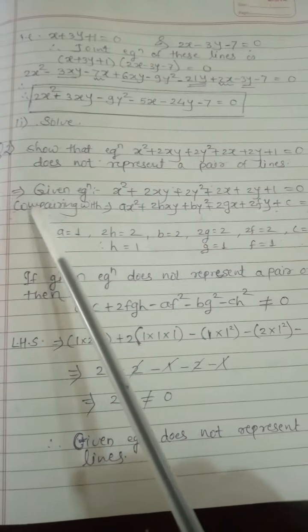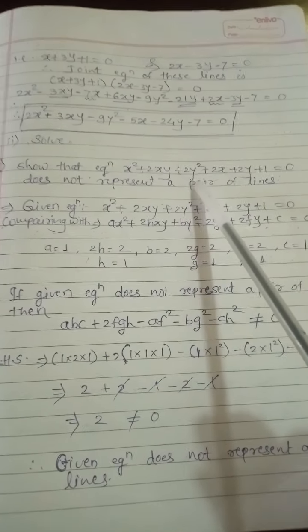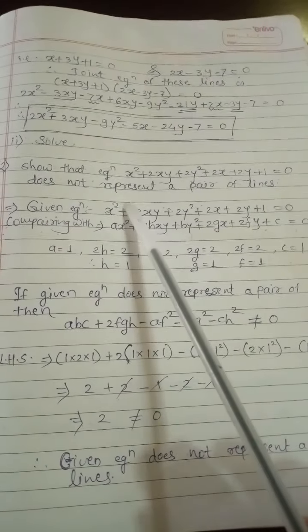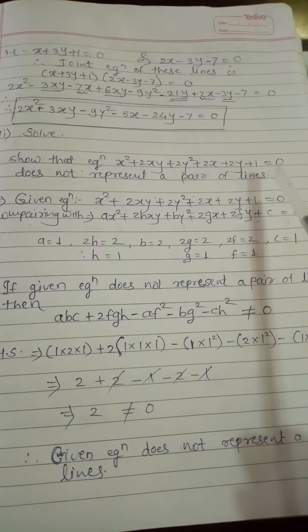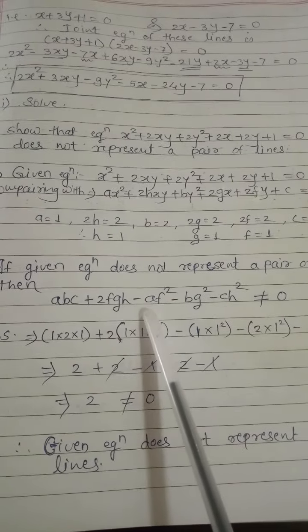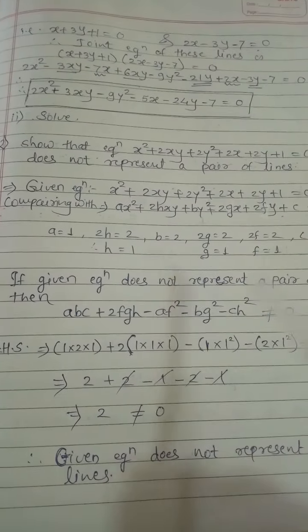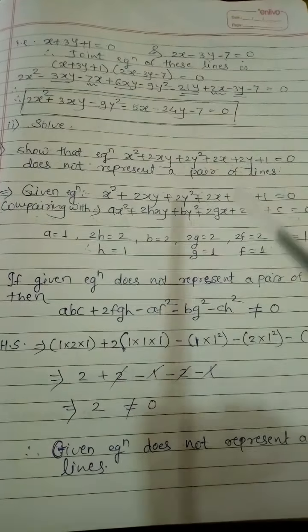Now we're going to start with question number 2. Question number 2 is: show that the equation x² + 2xy + 2y² + 2x + 2y + 1 = 0 does not represent a pair of lines. You know the condition for the equation which represents a pair of lines. The condition is abc + 2fgh - af² - bg² - ch² = 0. But in this example we have to show that this equation does not represent a pair of lines, so we have to prove that this total expression is not equal to 0.